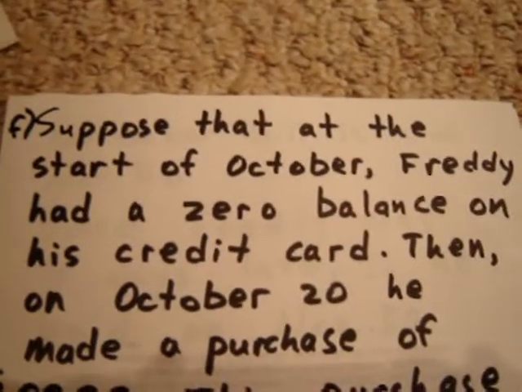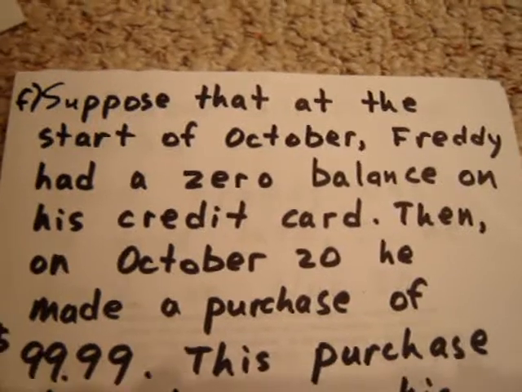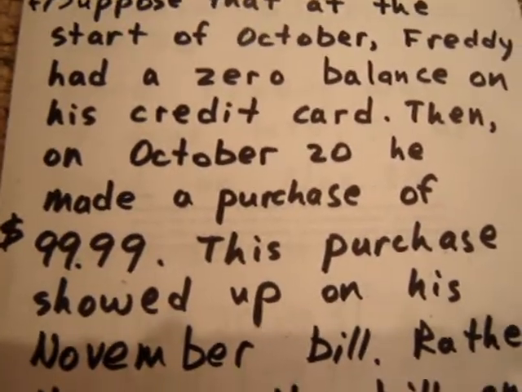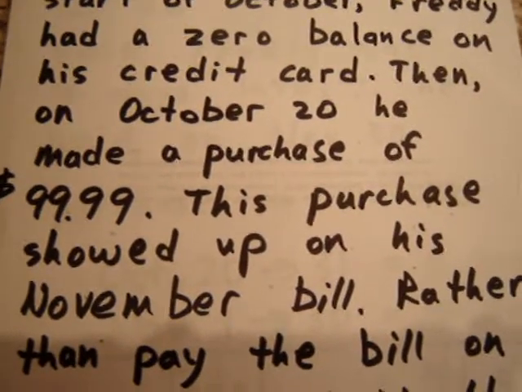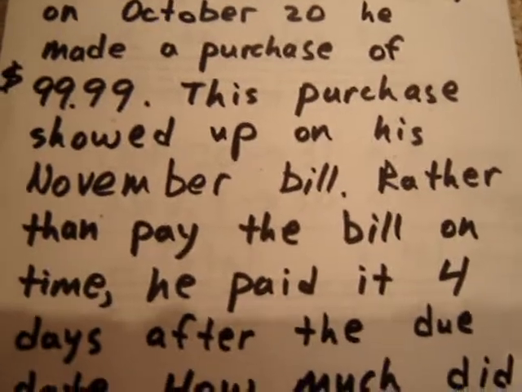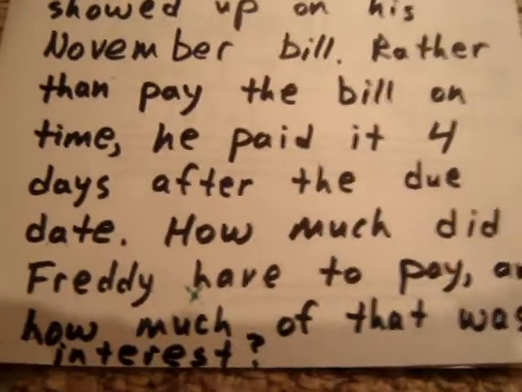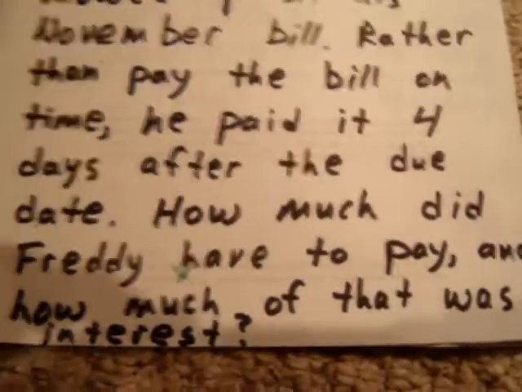Last but not least is a calculation question. We suppose that at the start of October, Freddie had a zero balance on his credit card. On October 20th, he goes out and makes a purchase of $99.99. This purchase showed up naturally on his November bill, the one he got on November 5th. Unfortunately for Freddie, rather than pay the bill on time, he paid it 4 days after the due date. We'd like to know how much Freddie had to pay and how much of that was interest.